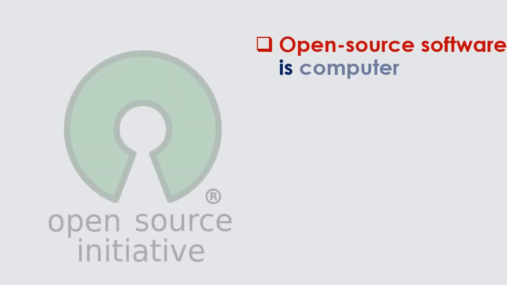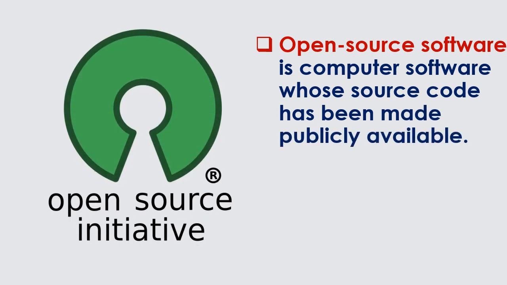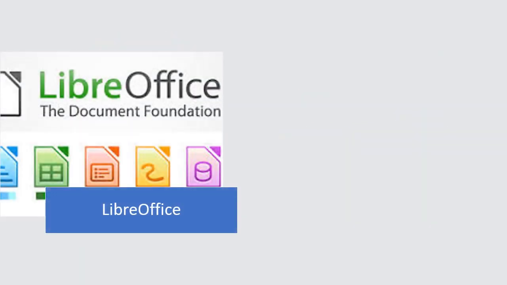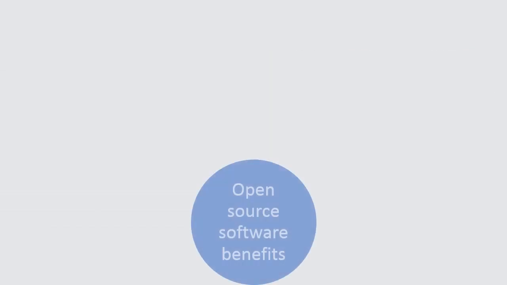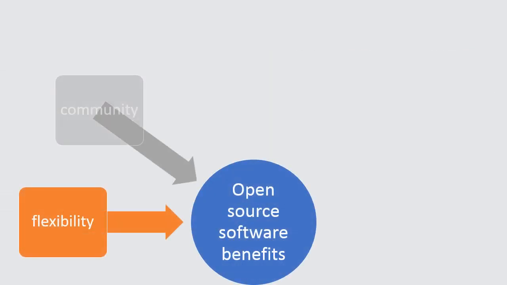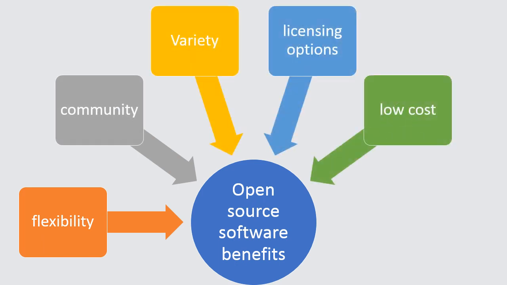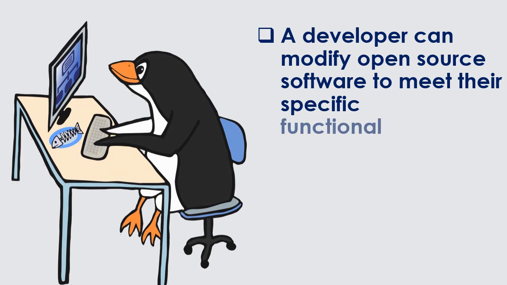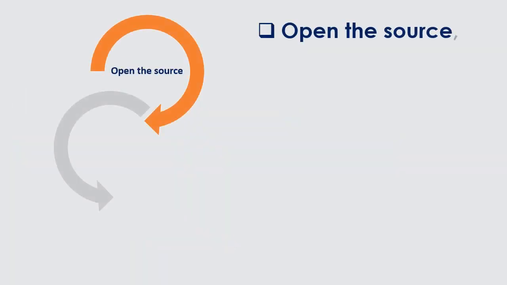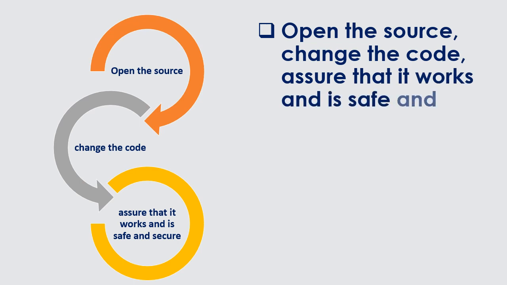Open source software is computer software whose source code has been made publicly available. LibreOffice and the GNU Image Manipulation Program are examples of open source software. Open source software benefits are flexibility, community, variety, licensing options, low cost, and security. A developer can modify open source software to meet their specific functional needs. Open the source, change the code, assure that it works and is safe and secure, and then use it.